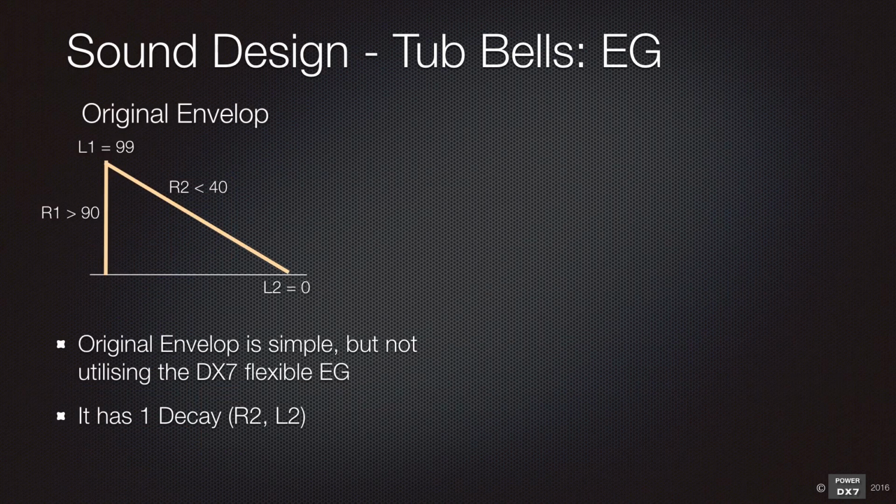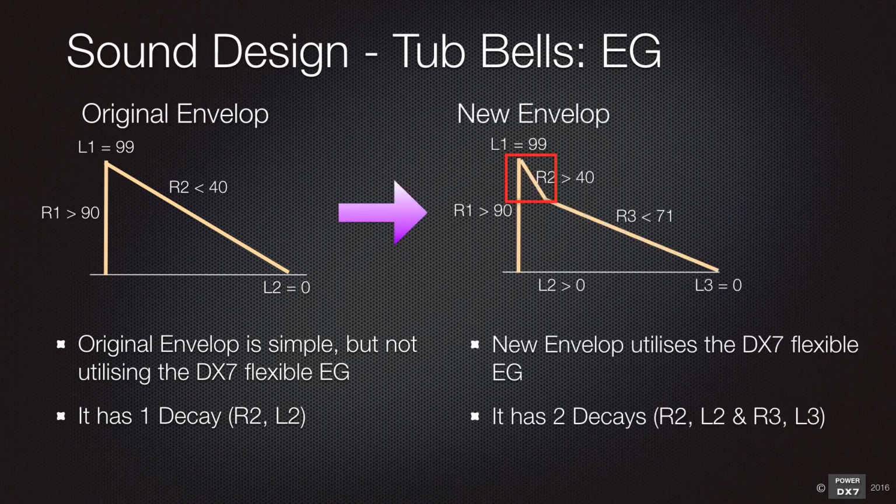So what we did in part 1 was to change envelopes for operators 1, 2, 3, and 4 from a simple 1 decade type to more flexible 2 decade type envelopes, like shown in this video. With the new envelopes, you will have 2 decades using rate 2, level 2, and rate 3, level 3.